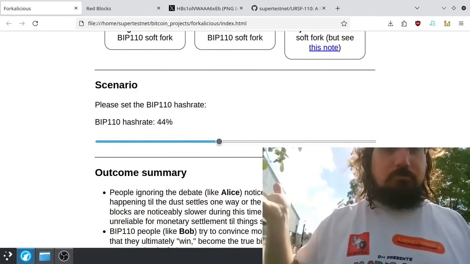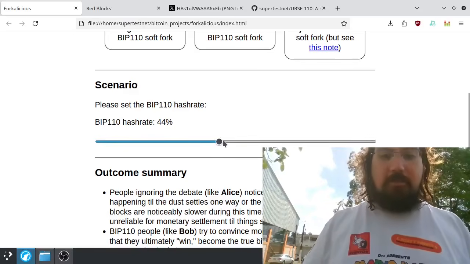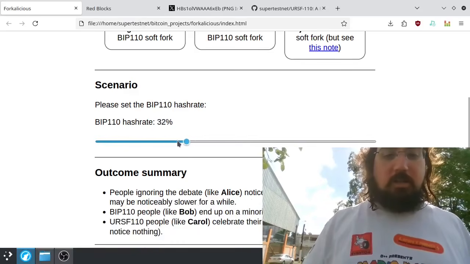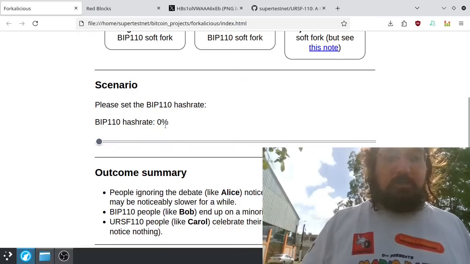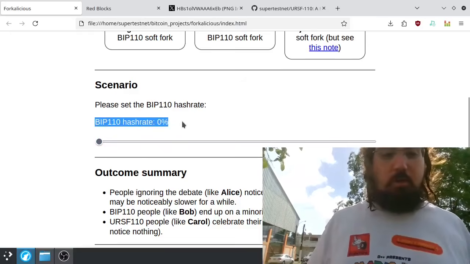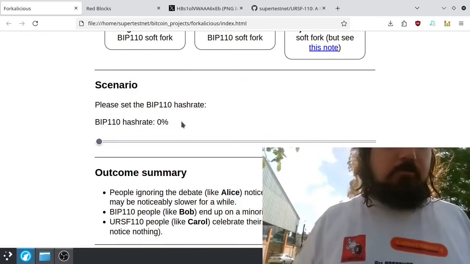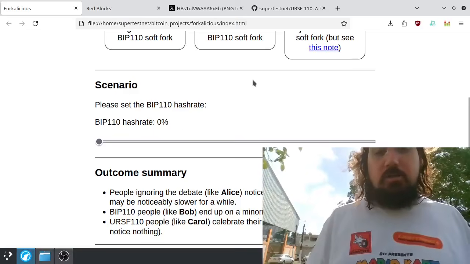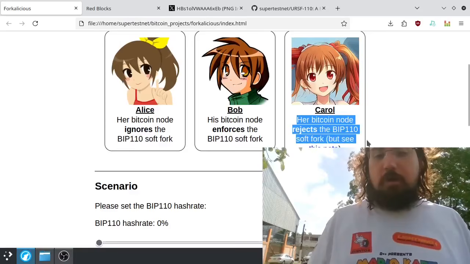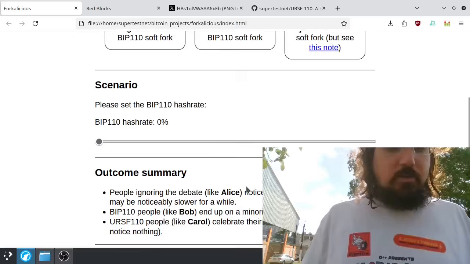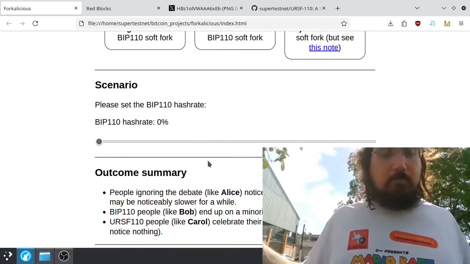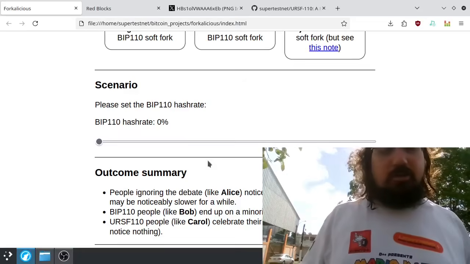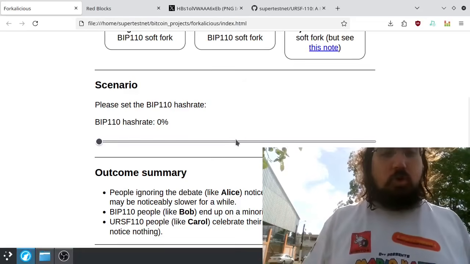What's the actual scenario? Well, the actual amount of hash rate signaling for BIP 110 right now is completely 0%. I'm not aware of a single miner who's running BIP 110. I'm also not aware of a single miner who's running the user rejected software. Miners aren't running either one. So there's 0% signaling in either direction. They're just mining as normal.